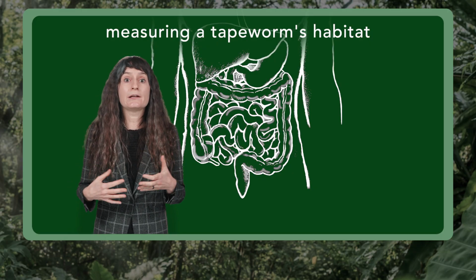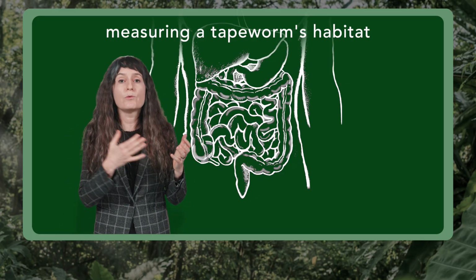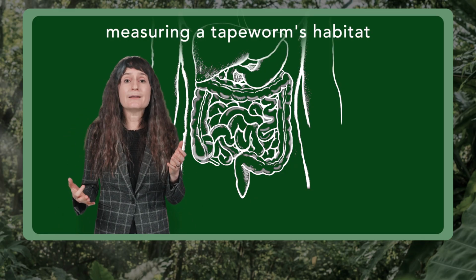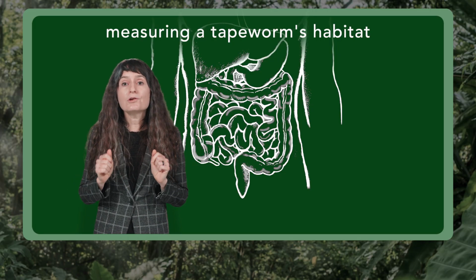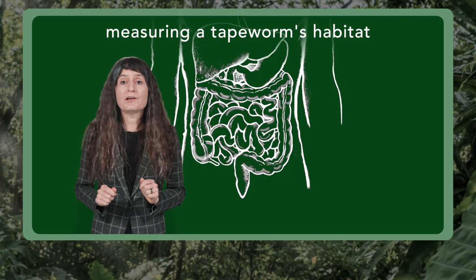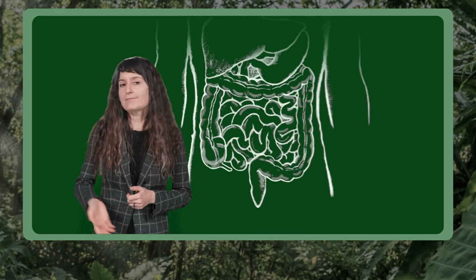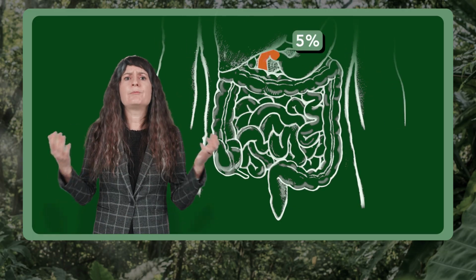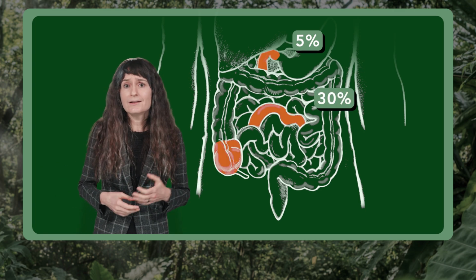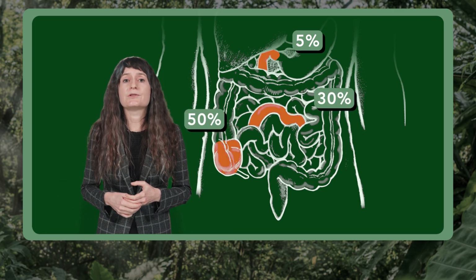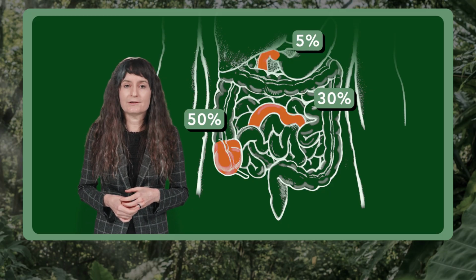The scolex isn't necessarily where all the nutrient absorption action is taking place, but its position is easily comparable from one worm to the next and from one host to the next, and it's something that we can measure in a dead host. For example, a rat in one of our experiments. So to measure the tapeworm's position in the gut, we're going to measure the percent of the gut anterior to the place where the scolex is attached. So if the scolex were here, we'd say 5% of the gut is anterior to the point of attachment. Here, 30%. Here, 50%. The closer you are to the host's anus, the greater the proportion of gut there is between you and the beginning of the intestinal tract.